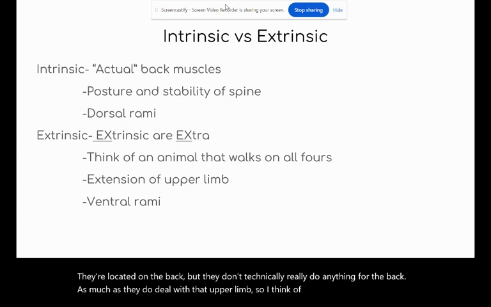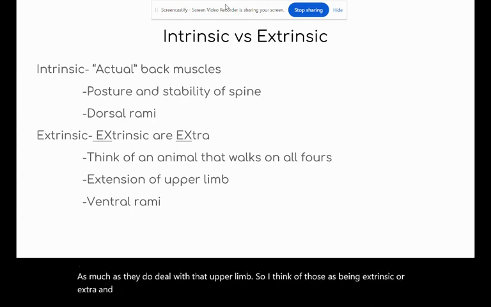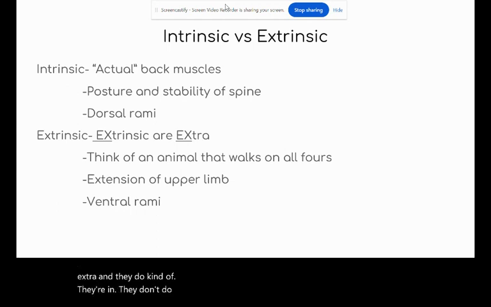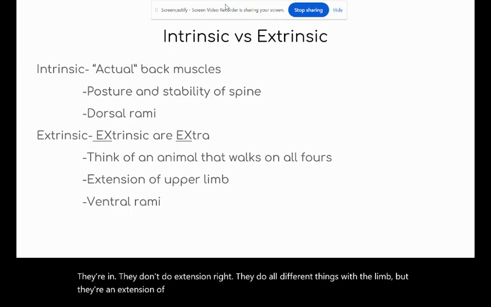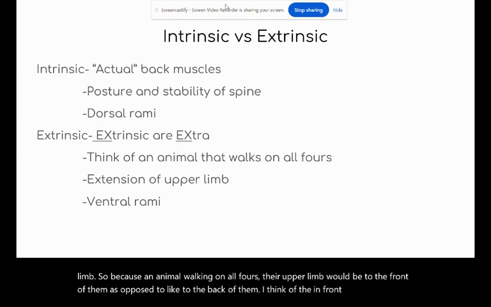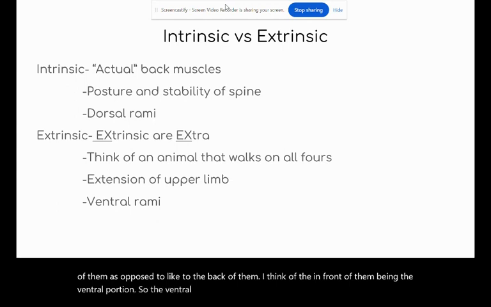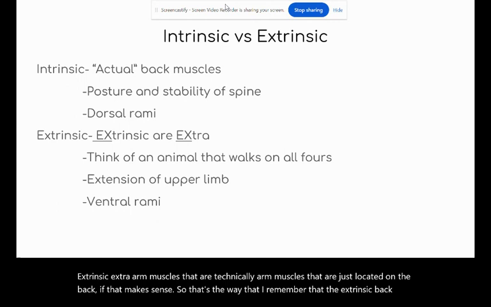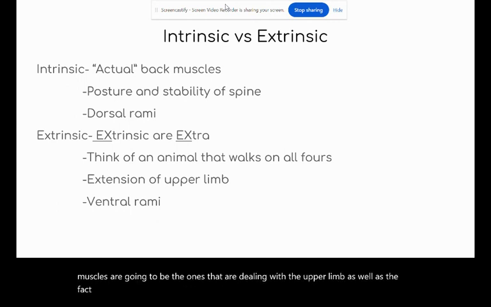So I think of those as being extrinsic or extra, and they don't do extension, right? They do all different things with the limb, but they're an extension of the upper limb. So again, extrinsic, extra, extension of the upper limb. Because for an animal walking on all fours, their upper limb would be to the front of them, as opposed to the back of them. I think of the front of them being the ventral portion. So the ventral rami are going to innervate those extrinsic, extra arm muscles that are technically arm muscles that are just located on the back, if that makes sense. So that's the way that I remember that the extrinsic back muscles are the ones dealing with the upper limb, as well as the fact that they're innervated by the ventral rami.